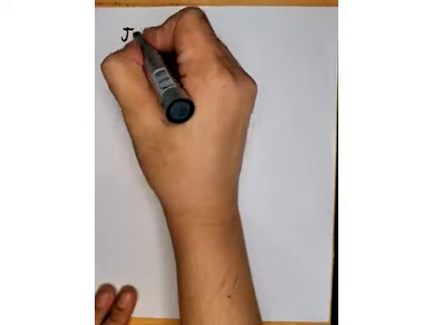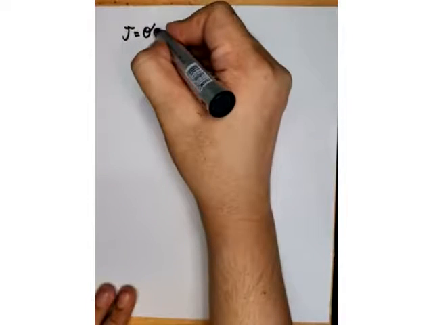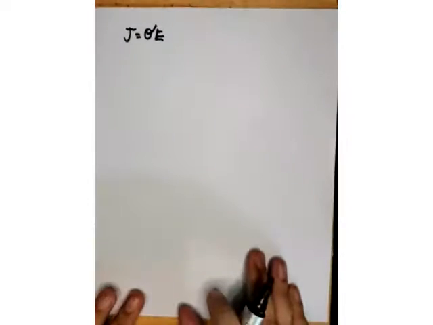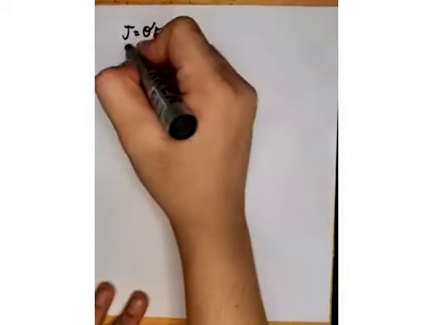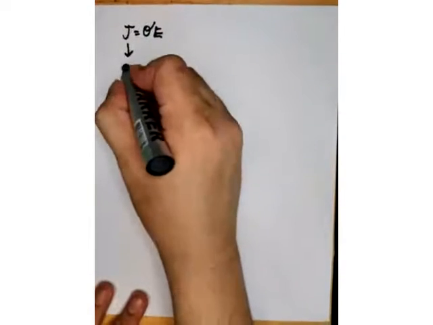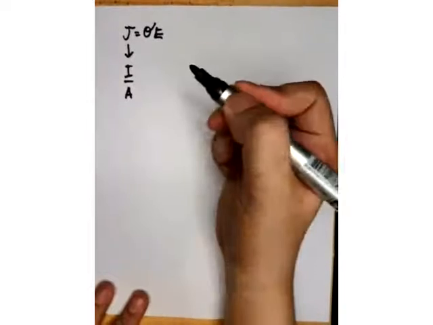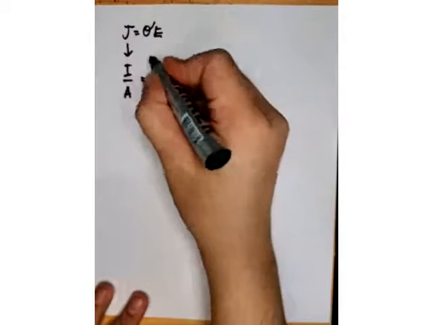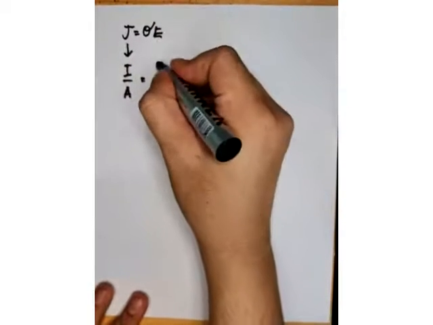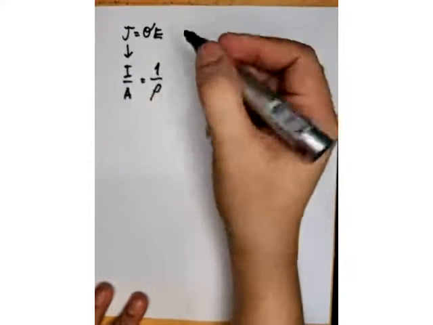So, ang sabi sa Ohm's law ay J is equal to conductivity times the electric field. But what is the current density? Current density is I over A. Okay, so that's equal to, ano ang ating conductivity? So that's 1 over resistivity.